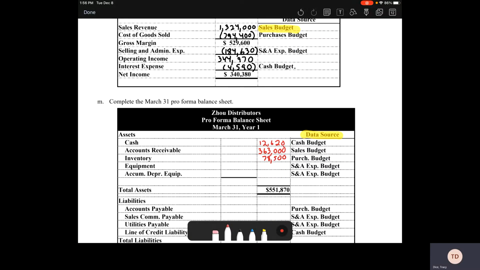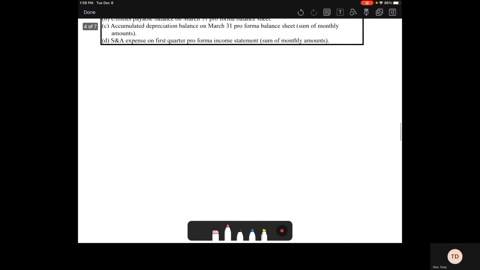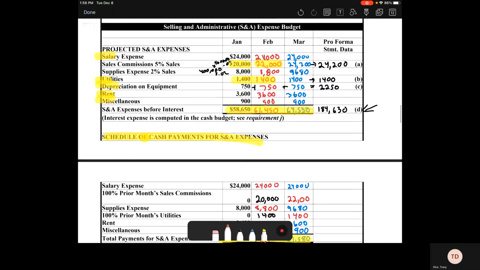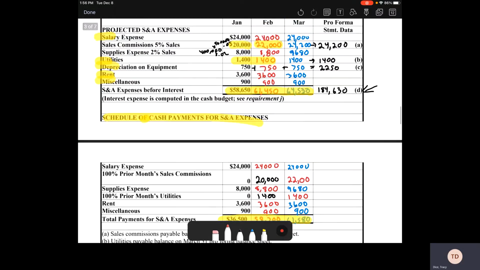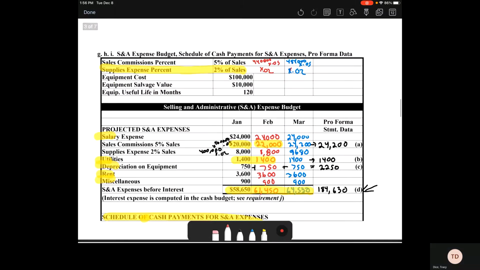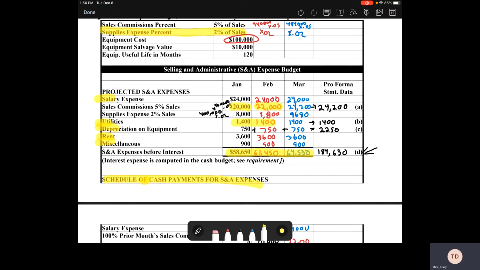And then we've got to figure out our equipment and our depreciation, and that comes from my selling and administrative expense budget. So right here, we've got to figure out how much I have in equipment. Well, we find out from right here, our equipment cost is $100,000. So that's what we're going to put for our equipment. And then our accumulated depreciation is this part C right there.